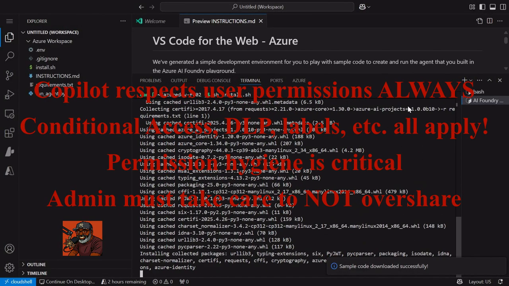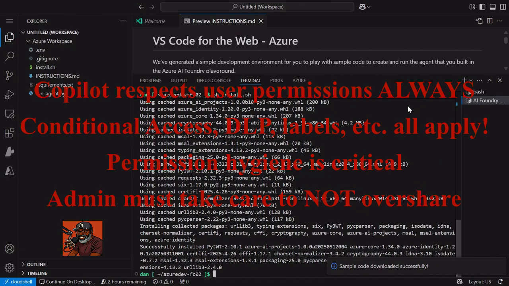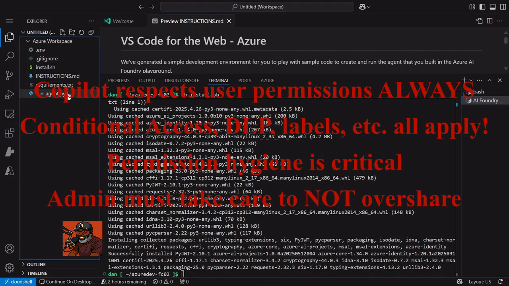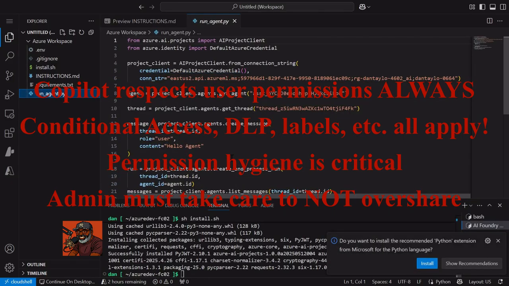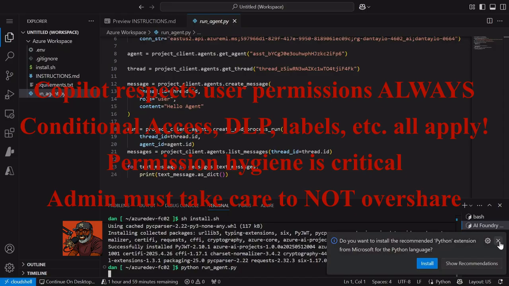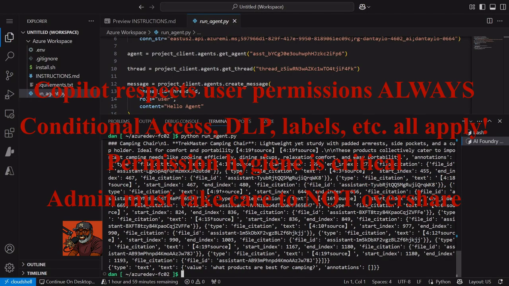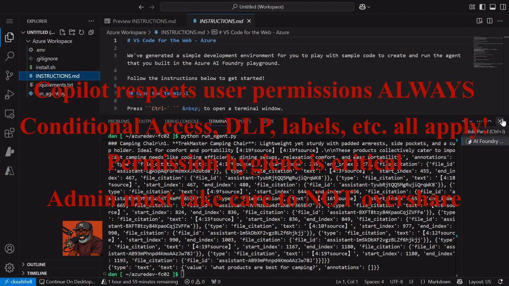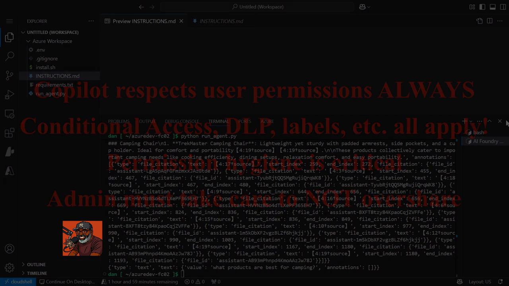So clean up old permissions that people don't need. Least privilege access is really important. All these organizations within your tenant need to be talking to each other about who has access to what and whether they still should have access, because poor permission hygiene will increase the probability that Copilot is going to expose data that it shouldn't. All right, let's go.